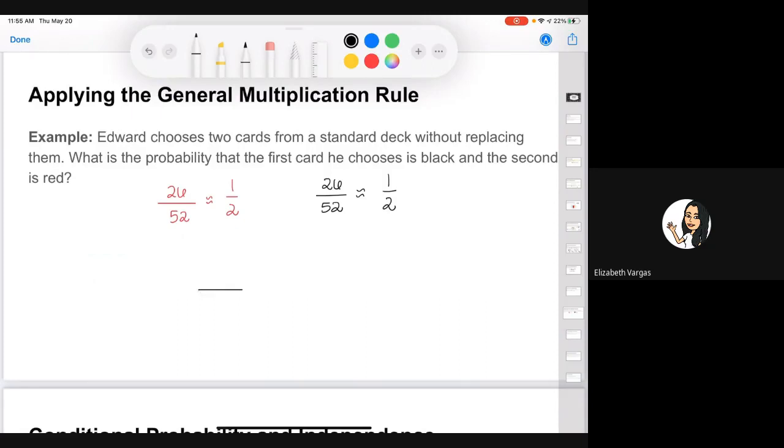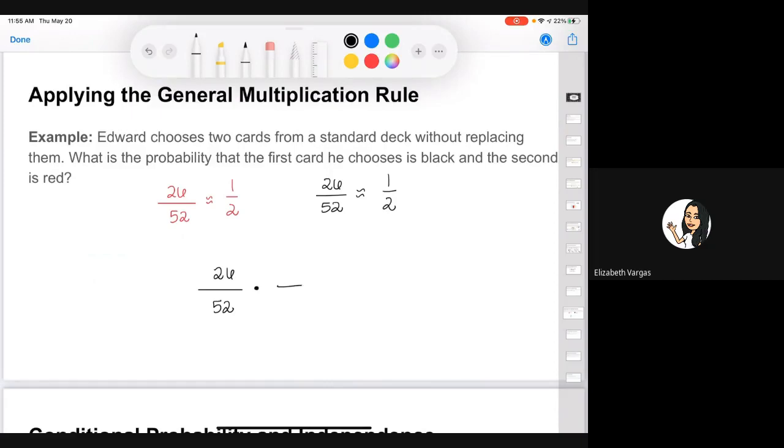The first thing I want to do is find the probability that the first card he chooses is black. It's 26 over 52. If he's going to choose a black card, he's going to choose out of the 26 black cards. There are 52 total cards, so the probability of picking a black card is 26 over 52.